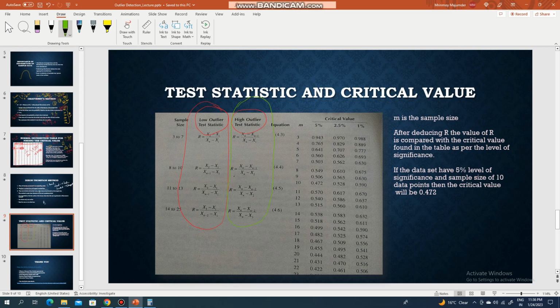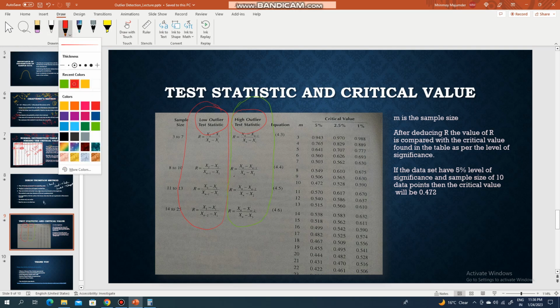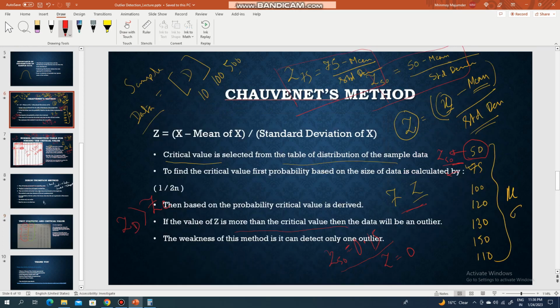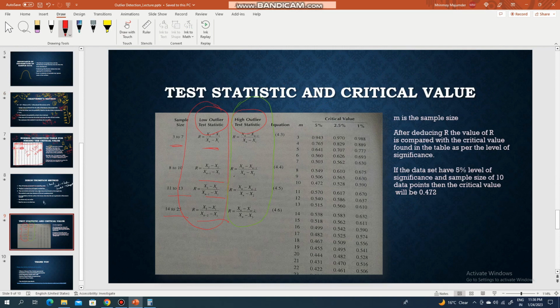So which formula to use when? When your sample size is 3 to 7, you will use this formula. When your sample size is 8 to 10, you will use this formula. When it is 11 to 13, or 14 to 25, there are other formulas. Greater than 25, you cannot use this method. So let us now look into what the formula states. Take, for example, our case, where the sample size is 7. So we will use the 3 to 7 formula.